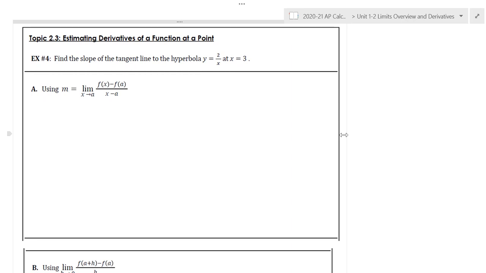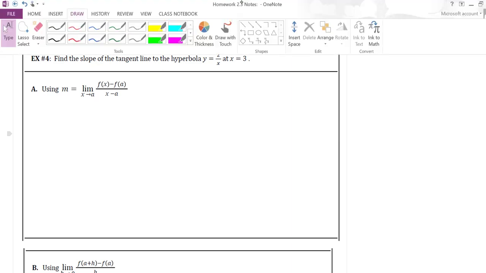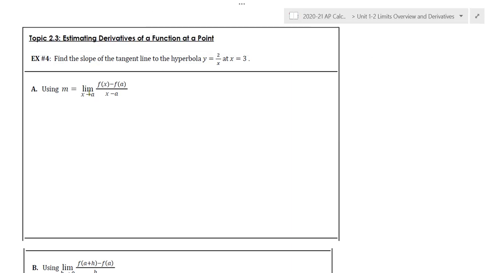So the very first guy here says find the slope of the tangent line to the hyperbola y equals 2 over x at x equals 3. So when I look right here, I know that x is approaching a, and I know that I have f of x, which is just going to be my original function, and then I have f of a. This a value, or what we're approaching, is actually going to be that 3.